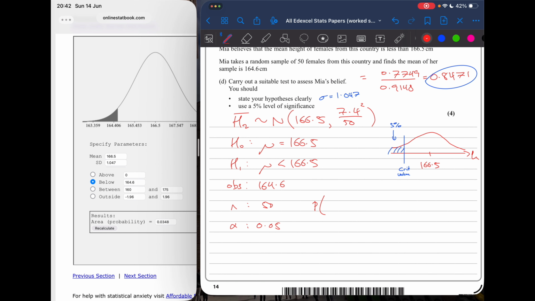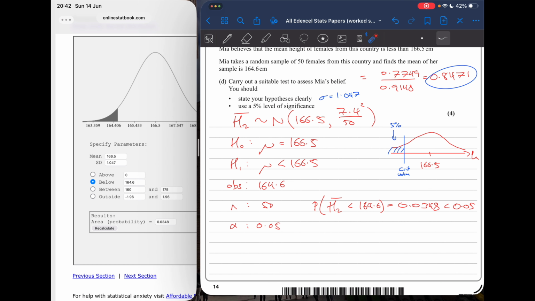So the probability that our height for the second women, when we take a sample of size 50, is less than the observation that we had, 164.6, that was 0.0348. That's less than 5%, yeah.